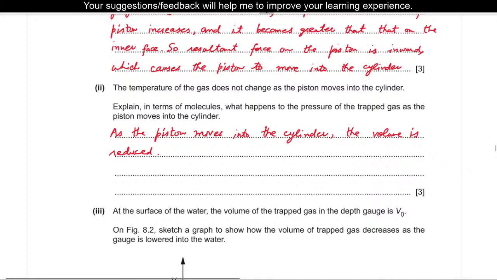Part 2. The temperature of the gas does not change as the piston moves into the cylinder. Explain in terms of molecules what happens to the pressure of the trapped gas as the piston moves into the cylinder.